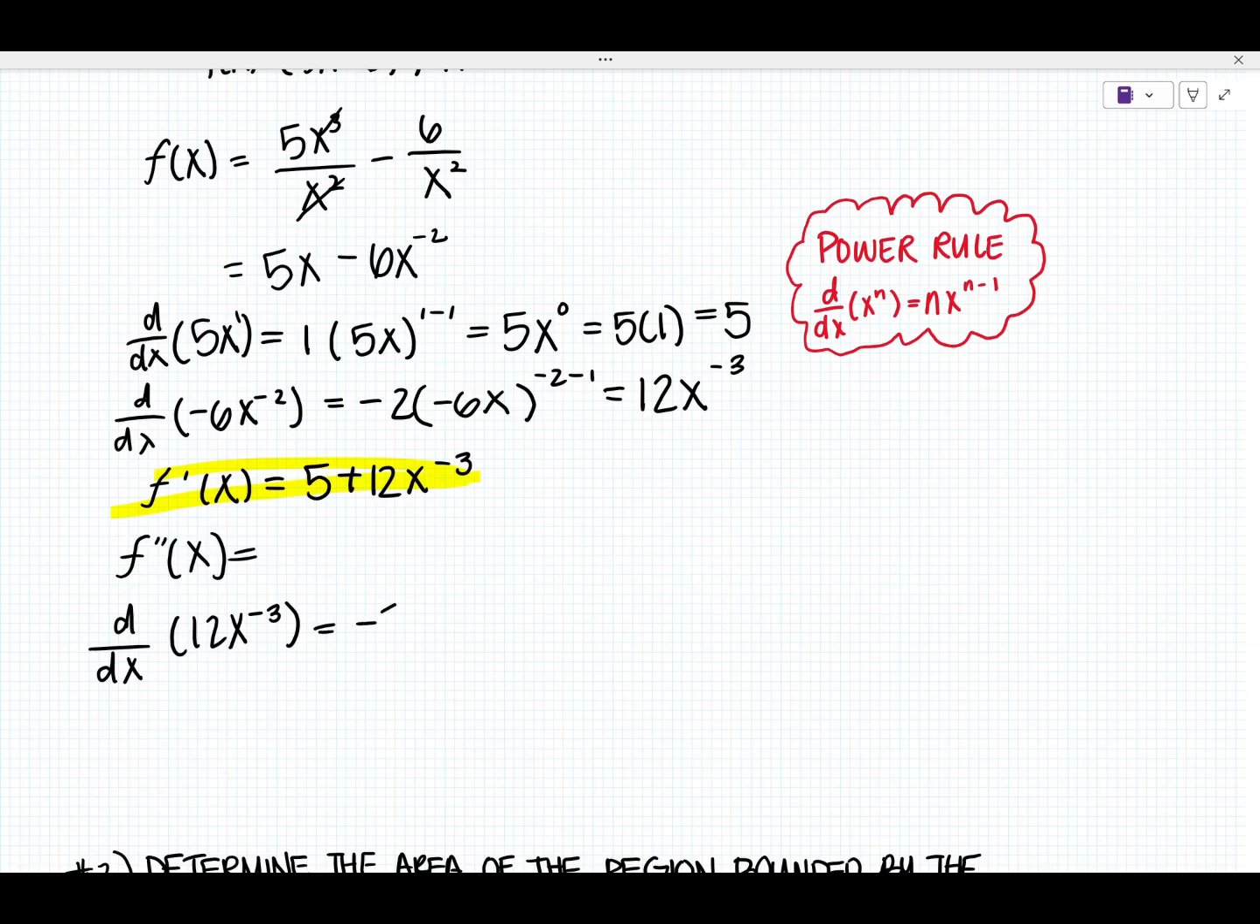So that's going to be negative 3 times 12x to the power of negative 3 minus 1, which is going to give us negative 36x to the power of negative 4, which is going to be our answer for f double prime of x.